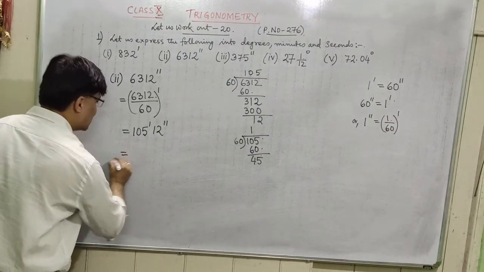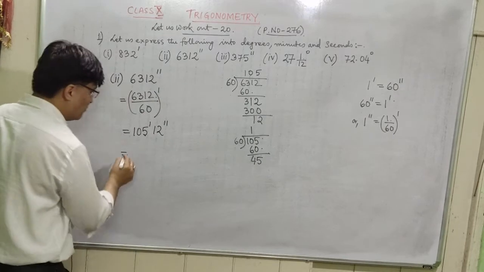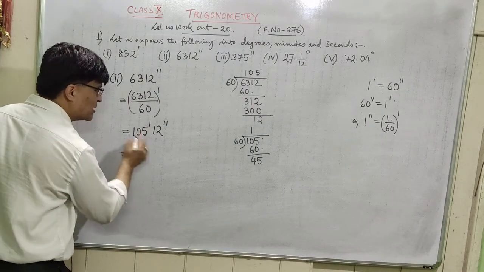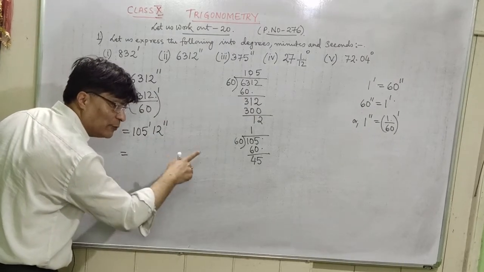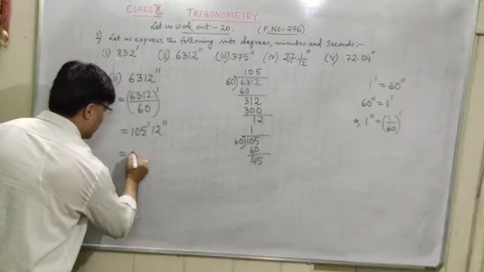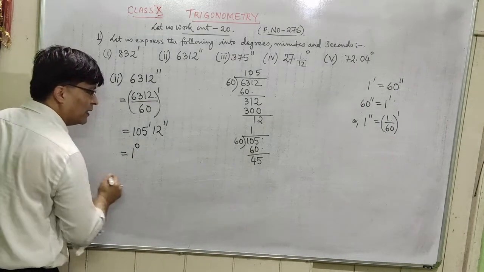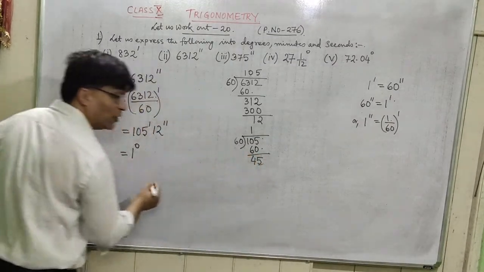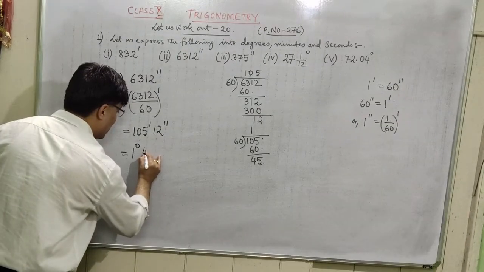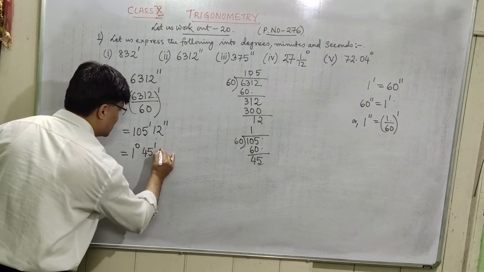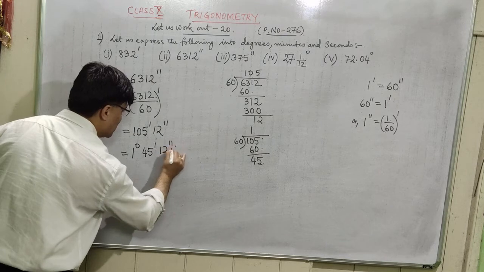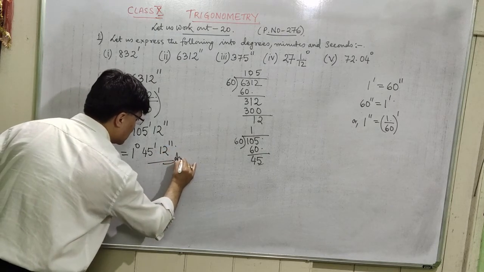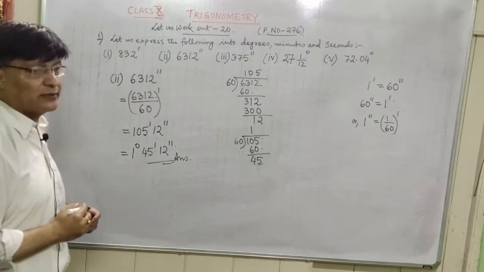So in this case, this is 1 degree, because if the minutes are divided by 60, they will be converted into degrees. This is your 1 degree. This remainder will be your minutes. It is 45 minutes and this is 12 seconds. So this is the final answer.